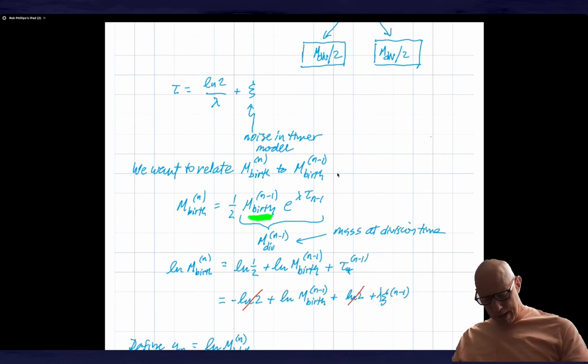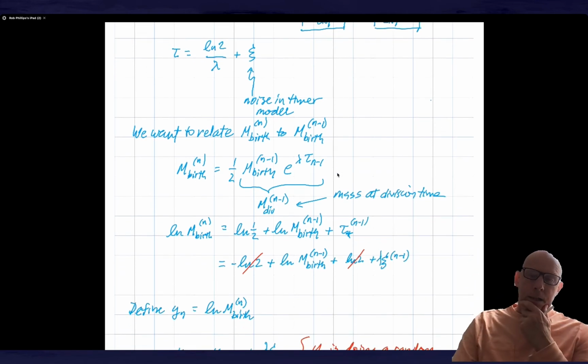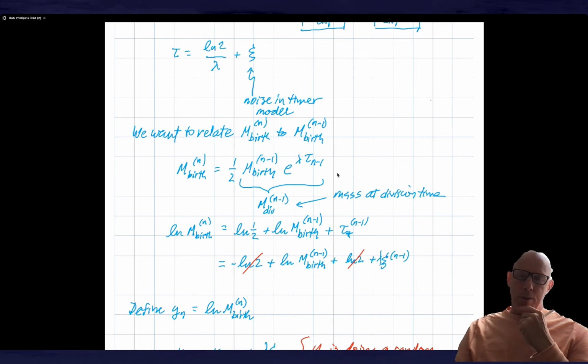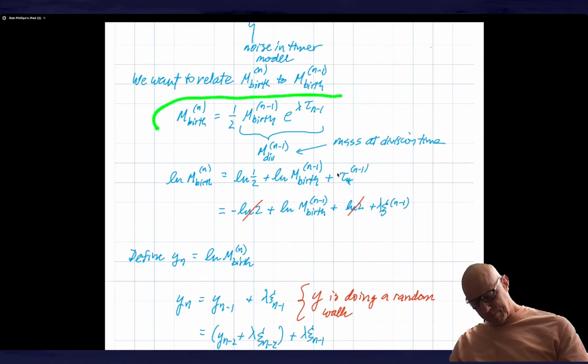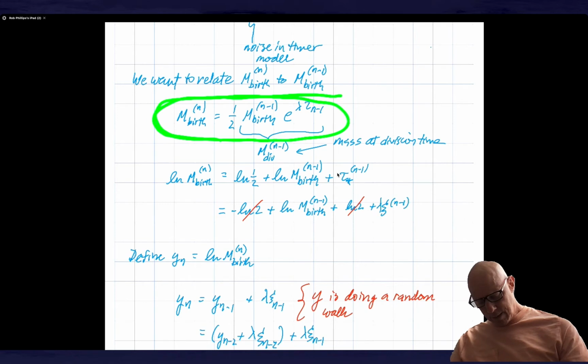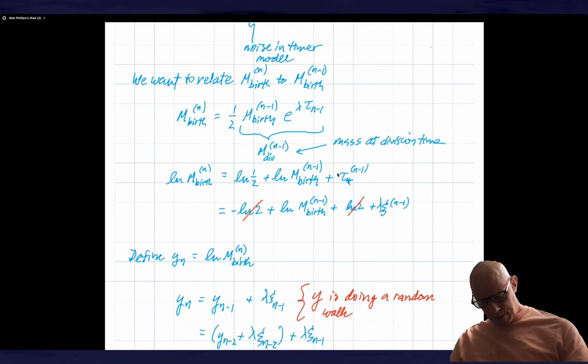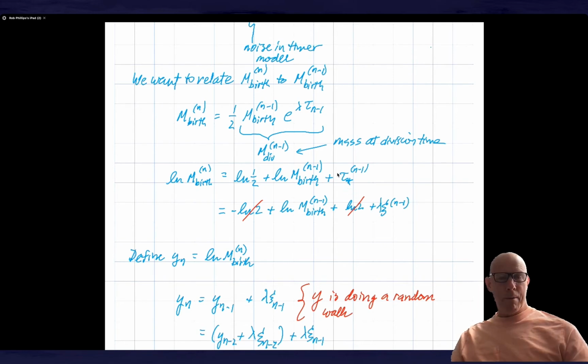How do we do that? Well, I take the birth mass at generation n minus 1 and propagate it forward in time, e to the lambda tau n minus 1. That is the division mass, m div at the n minus 1 label. I take a half of that, so that tells me the mass at the nth generation at birth. Now let me take the logarithm of both sides of this expression. I get log of m birth at generation n, log of a half, log of m birth at n minus 1, and then plus my lambda tau n minus 1.